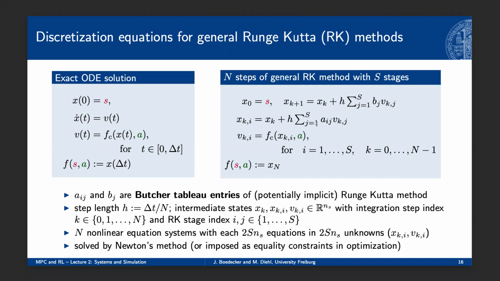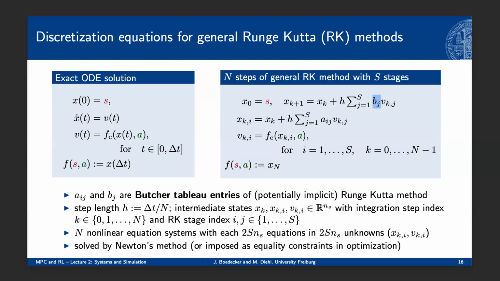And the crucial things are these entries A and B. They are what is called the Butcher tableau of a Runge-Kutta method. And if you know the Butcher tableau, then you know your Runge-Kutta method. So you could just take any Runge-Kutta method of your liking, you take this template, and then you have your Runge-Kutta integrator.